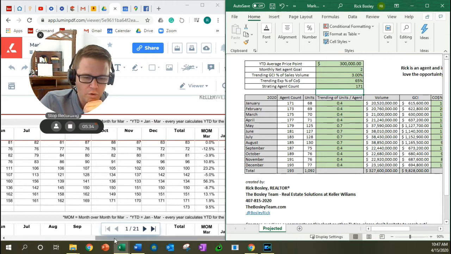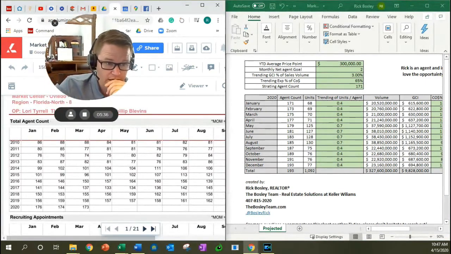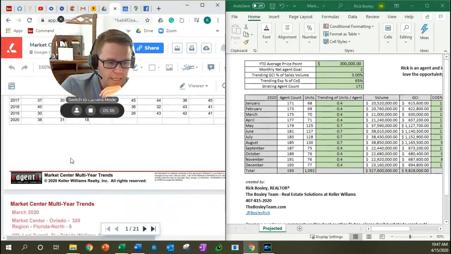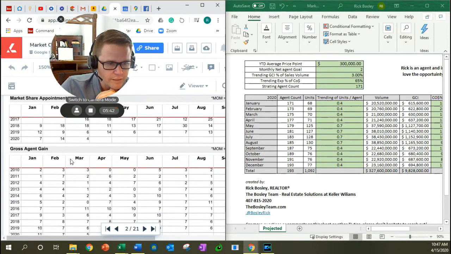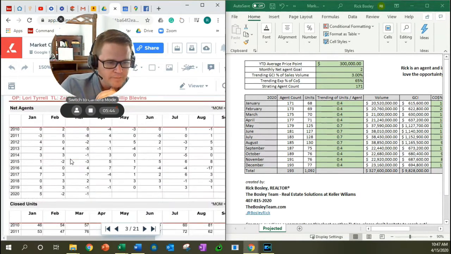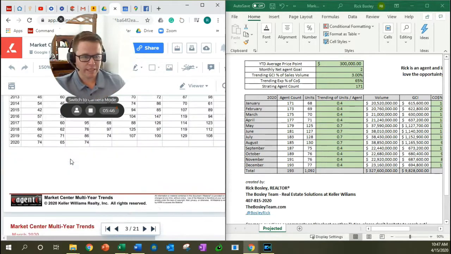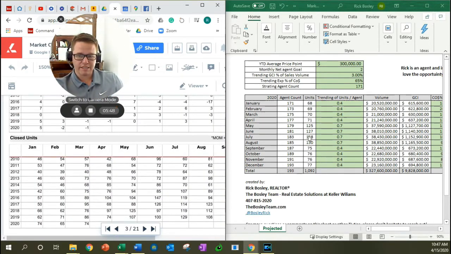Let's take a look at what else we have to do to make this work in our formula, and then we're going to share how it works. So market share appointments, gross agent gain, net agent count, closed units. Now we have closed units here, but you see that it's a formula. So this is projected. It's not just us tracking. If you wanted to track it, we'll just use them all to your trends. It's done for you. This is us doing our best to predict the future.